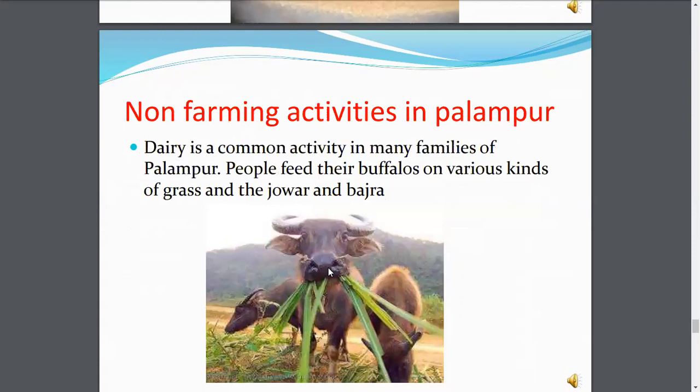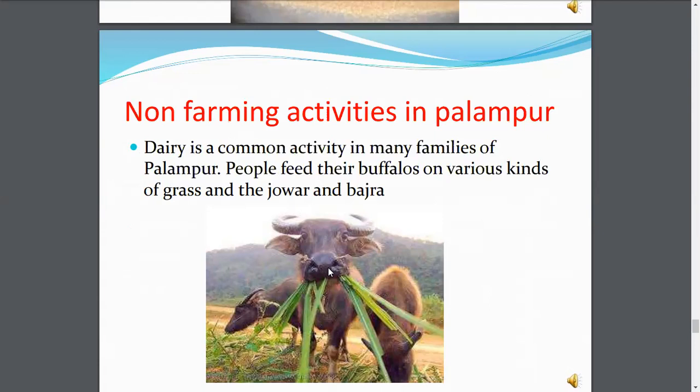Okay. Now these are some of the non-farming activities in Palampur. One is dairy, which is a common activity in many villages of Palampur, because people keep livestock with them, which can be cows, buffaloes, or goats. People feed their buffaloes on various kinds of crops like jowar and bajra. They give them the food, and they get milk from them, and that milk is sold in the dairy, and they get a good amount for that. That is not farming, that is a non-farming activity which comes under the dairy activities.